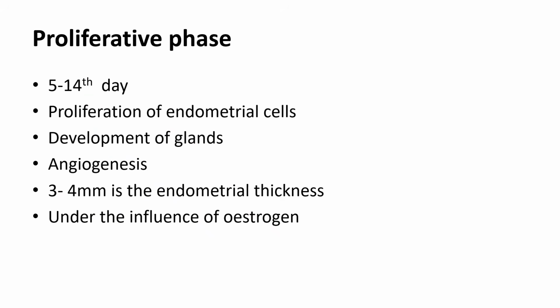Now comes the proliferative phase. So whatever was lost, now we are getting back our estrogen. This estrogen will cause proliferation of endometrial cells, development of glands, development of new blood vessels, that is called angiogenesis, and as the proliferation occurs, now the thickness increases to 3 to 4 mm. This is primarily under the influence of estrogen.